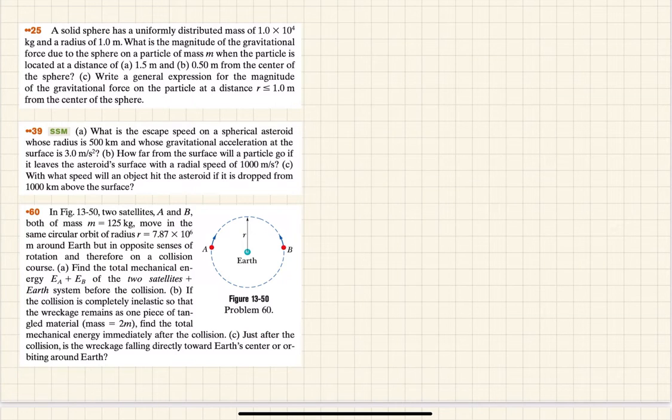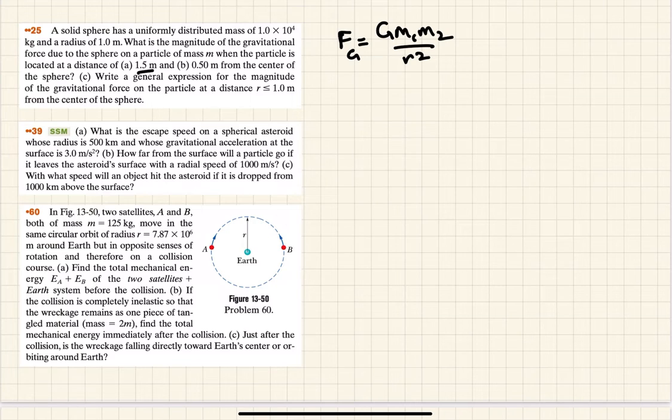Moving on to 25 here. Solid spheres. Okay, we love these problems. It has a uniformly distributed mass of 1.0 times 10 to the power 4 kilograms and a radius of 1 meter. With that, we can basically use Newton's law of gravitation. So we want to know the magnitude of the gravitational force 1.5 meters from the center, which means it's going to be outside. And so we can just use Newton's law of gravitation. That's going to be force gravity is equal to G times m1 m2 over r squared.